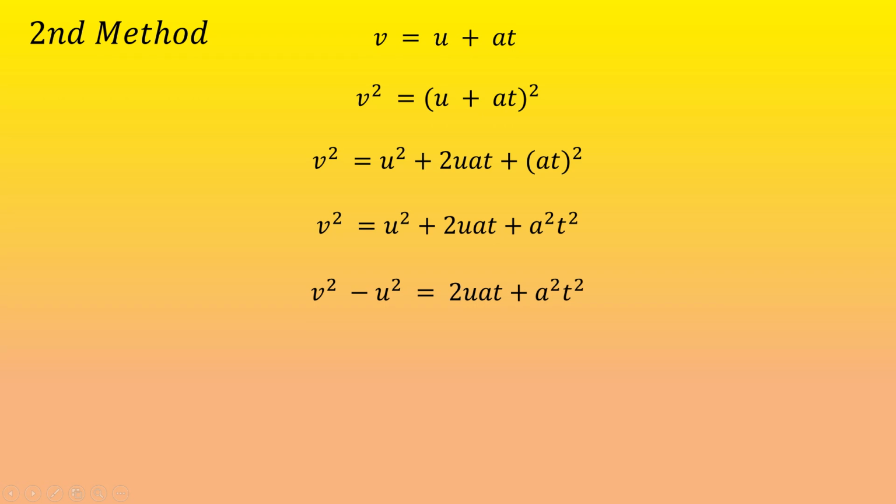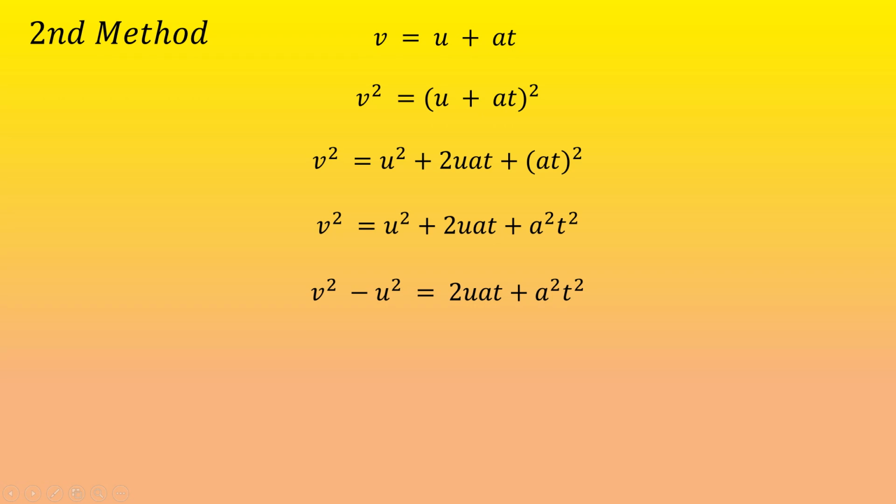We got the left side of the third equation of motion, but here we should get 2as. We have 2, we have a, but somehow we have to bring s into the picture. How will we do that? If you can answer, pause the video and try to answer it yourself. So what I'll do is I will take 2a common.